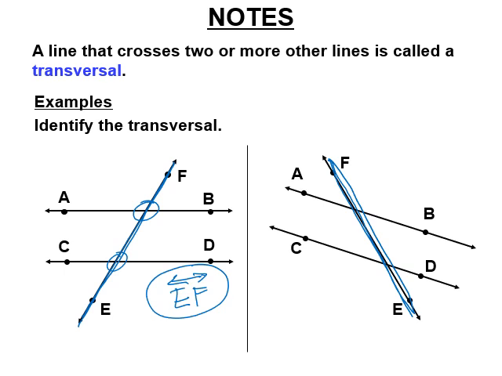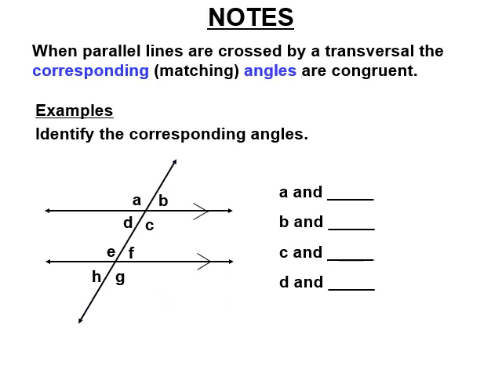But line AB and CD, they look parallel to you. Hopefully, to me they do. And they're being crossed or cut by a transversal, another line. When parallel lines are crossed by a transversal, the corresponding angles are congruent.